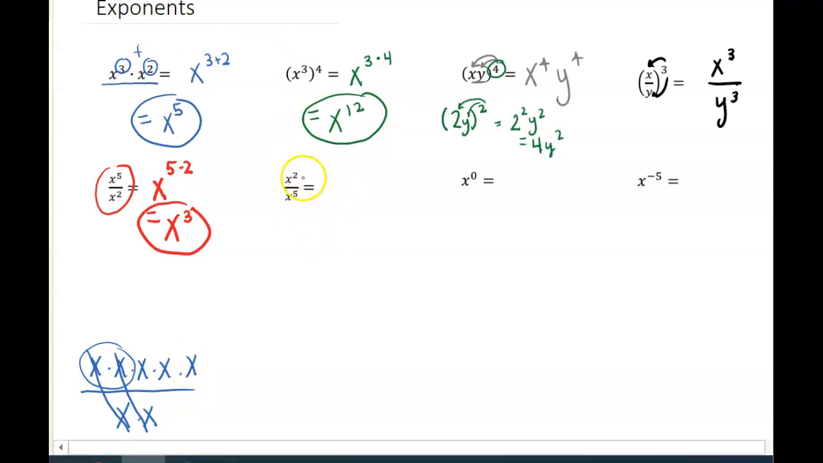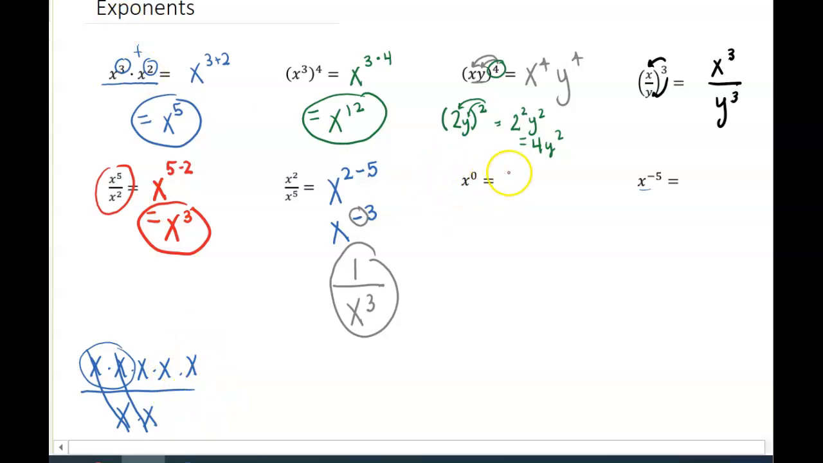Now, if the top is smaller than the bottom, it's still the same concept. So this is just x to the 2 minus 5, which is x to the negative 3. And what we will learn here is anytime we have a negative exponent, that means it goes to the bottom. So this is just 1 over x cubed. And we could have done the same thing here, but flip the top and bottom to where we just have the 3 on the bottom.